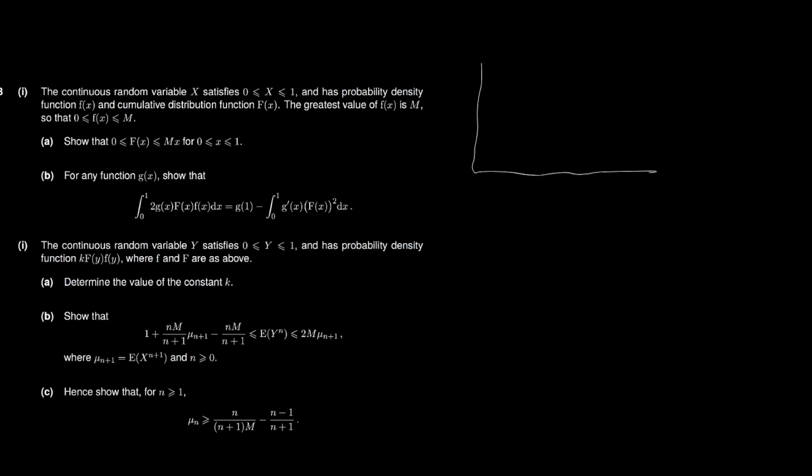We can draw any arbitrary probability density function here. We know it's defined between 0 and 1. The area underneath this curve is going to be the cumulative distribution function, so let's keep that in mind. Now, what do we have? We have this statement here: the greatest value of this function is m. So if we say this point here is m.